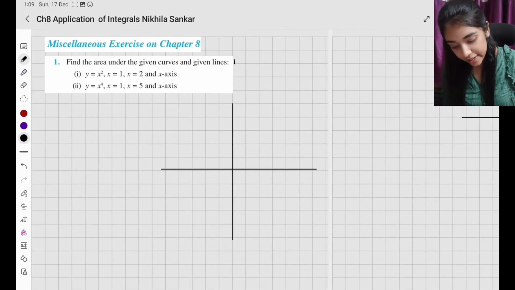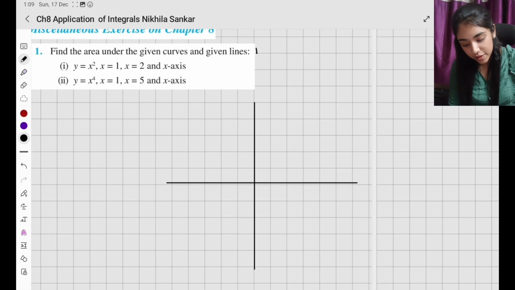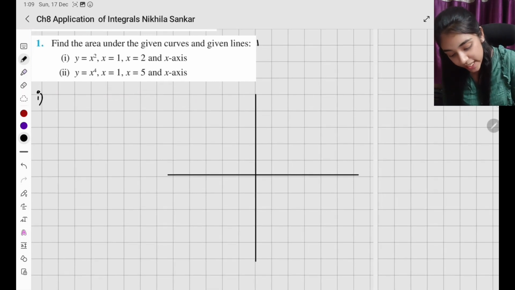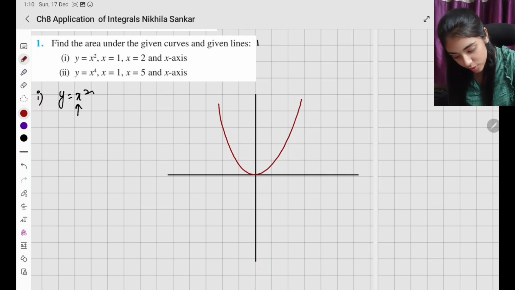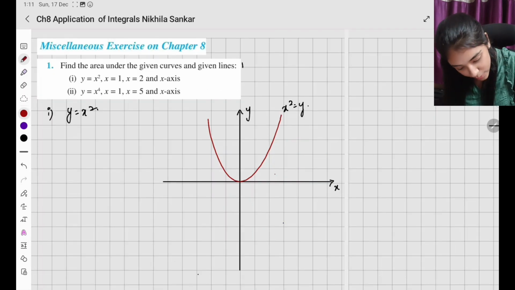So for the first question, I have find the area under the given curve. Now I'm going to put the first subsection. So I have y equals x square. Since it is x square, it is going to be symmetric about the y axis. Correct? So this is how my parabola looks like. This is my y axis and this is my x axis. This is going to be the x square equals y curve. Let this be x equals 1 and x equals 2. So let's take x equals 2 here.